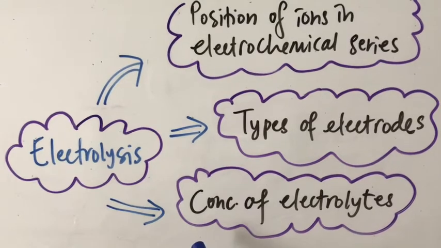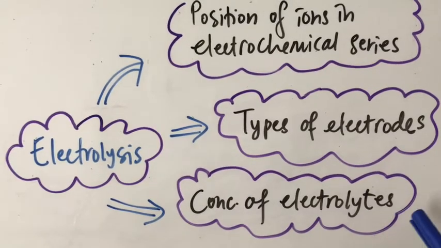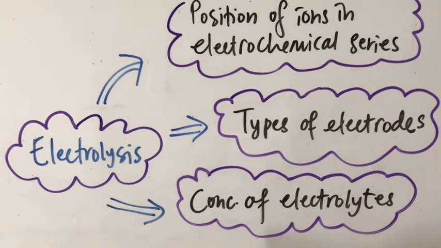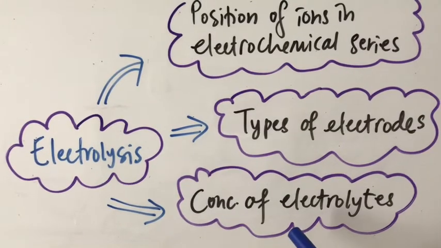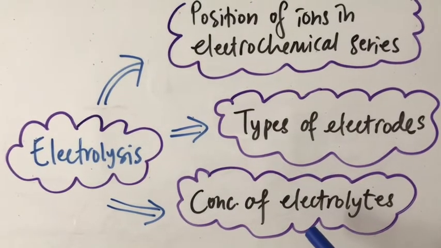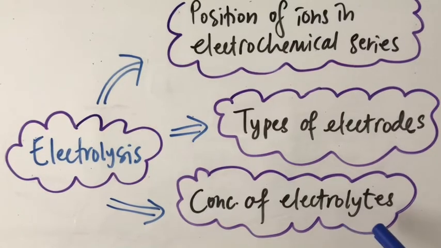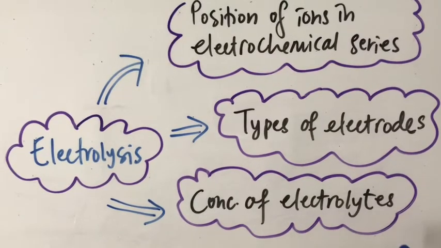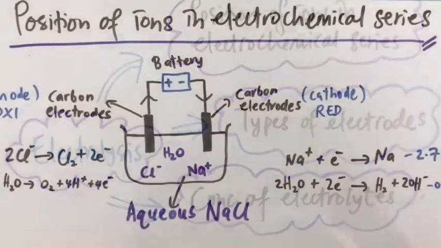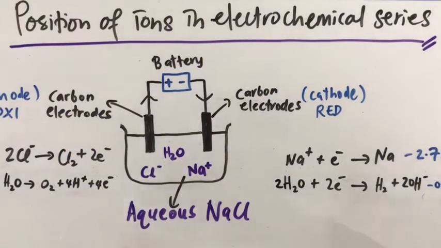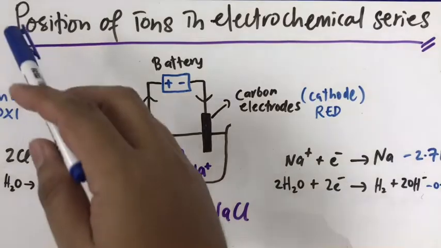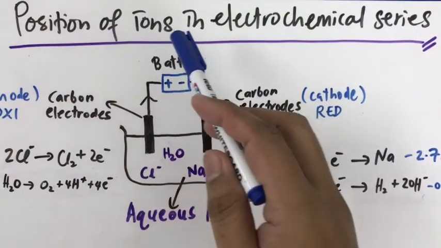Thirdly, the concentration of the electrolyte used in the system. The higher the concentration of the electrolyte, the higher its possibility to undergo reduction, even though the standard reduction potential is less positive. Now we look at the first factor that affects the electrolysis process, the position of ions in the electrochemical series.